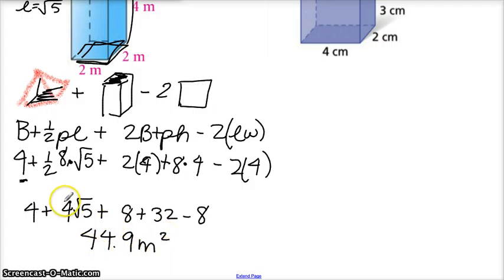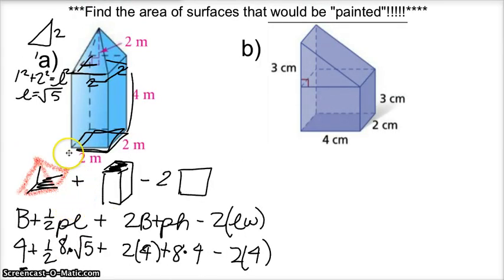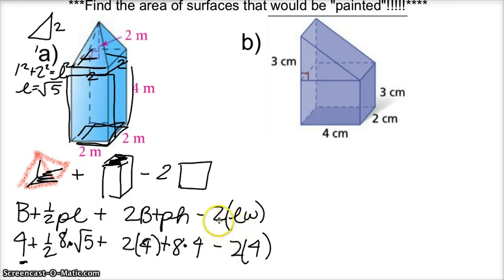I just want to take a moment to say that this by no means is the only way to do it. You could add up every single face. You could tweak your formulas a little bit so that you don't have to subtract, but I have found that this is the most consistent method. Go ahead and look at letter B.